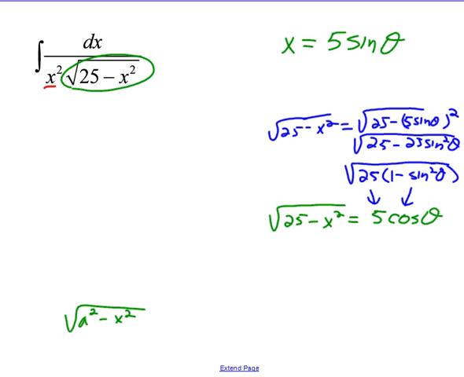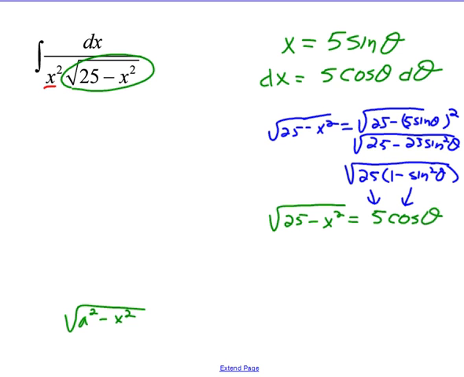But particularly in a substitution, your dx is extremely important, and you will not be successful in finding an antiderivative unless you account for the fact that you need to replace dx with something about theta. That's our job. We're trying to replace all the x's with something about theta. So in this case, if x is 5 sine theta, dx will be 5 cosine theta d theta. Don't forget about your d theta, your dx, your d whatever.